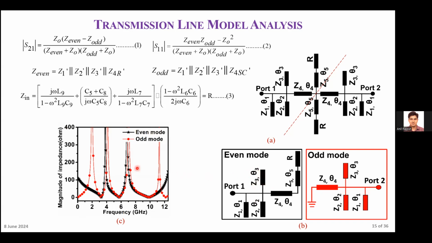Okay, and then we have calculated the even mode and odd mode impedance from MATLAB, and here we can see that the even mode and odd mode impedances are almost similar and very low. If we put this impedance in this formula, then we will get the transfer zero positions. According to this, we can validate the band stop filter response.